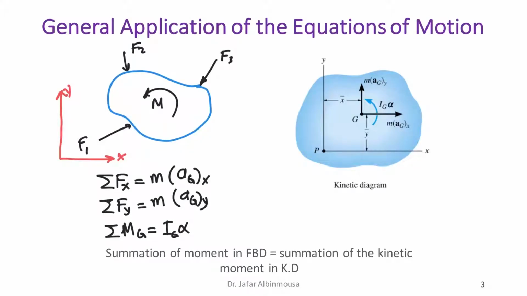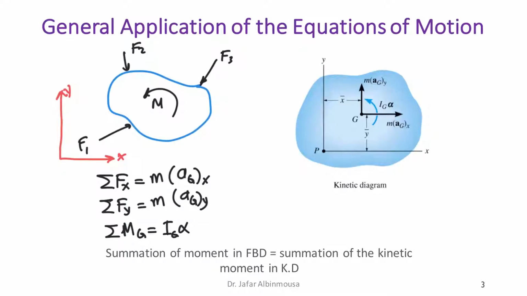I_G alpha. Now, if you remember, we said before that this is the free body diagram, which represents the left-hand side of the Newton's second law. There is another diagram, which is called the kinetic diagram, which represents the right-hand side of the Newton's second law. Now, how is this represented? So just assume that this body is the same as this one. And after applying all of these forces and moment, we have the kinetic diagram shown here.